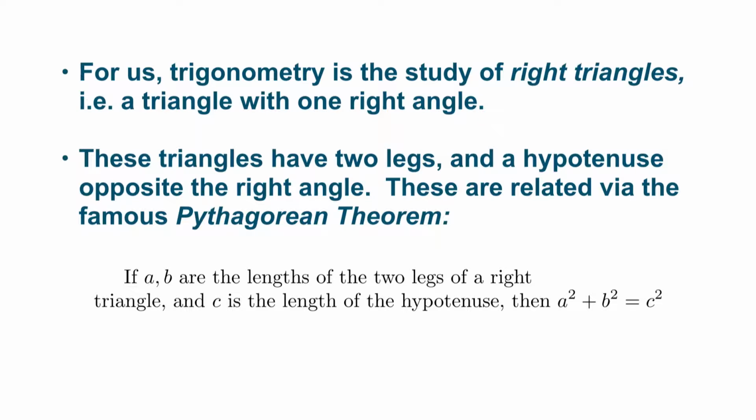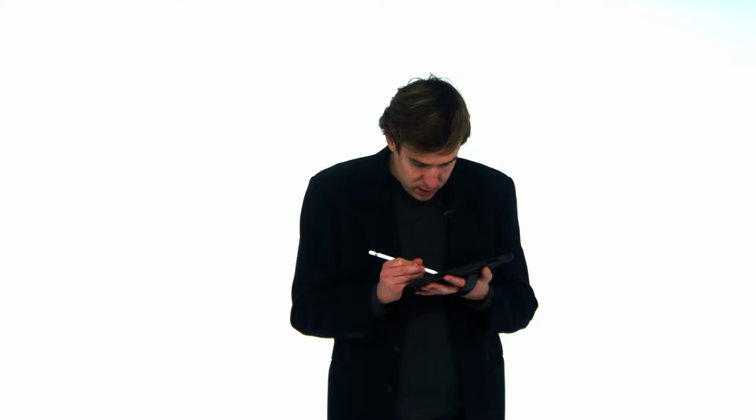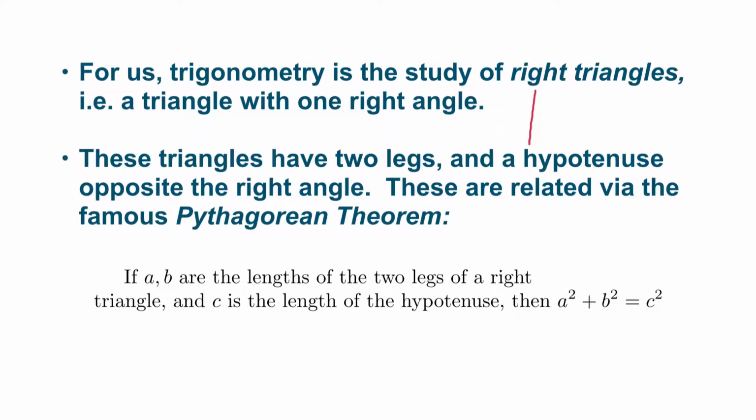What is trigonometry? For us, it's the study of right triangles, which is a triangle where one of the angles is a right angle, or equal to 90 degrees. So the picture is something like this, where this angle here is 90 degrees.